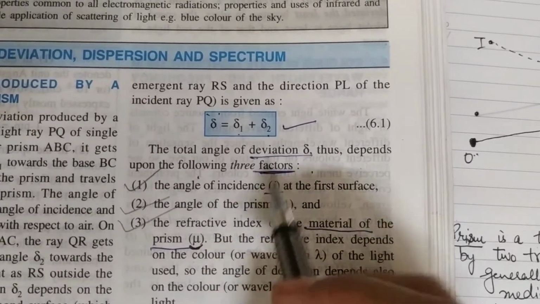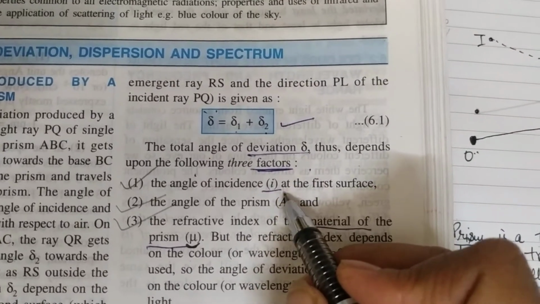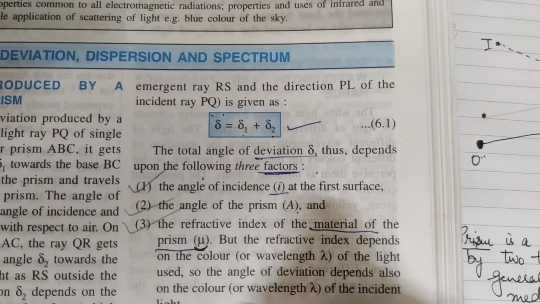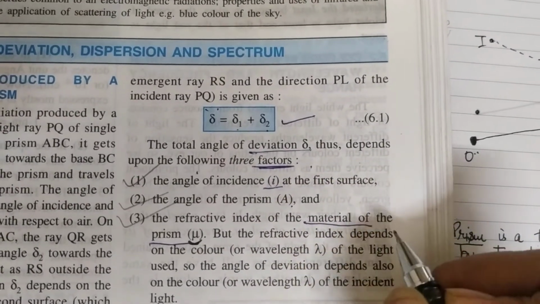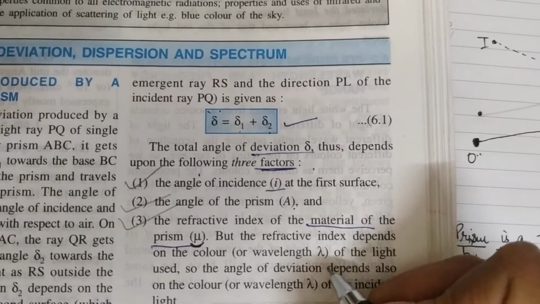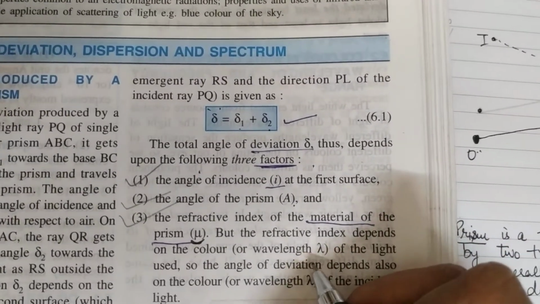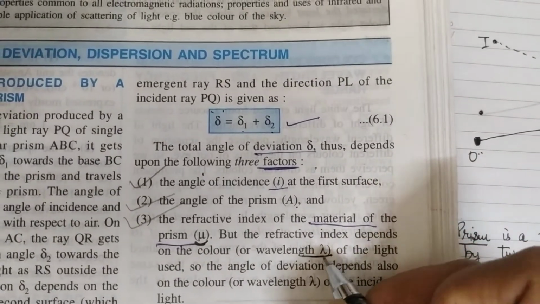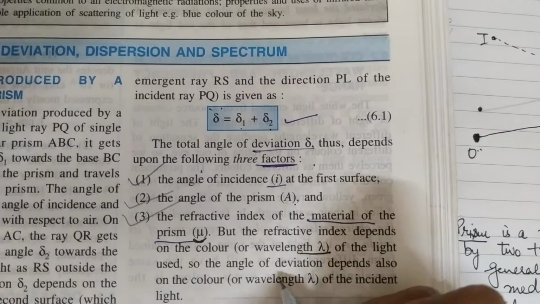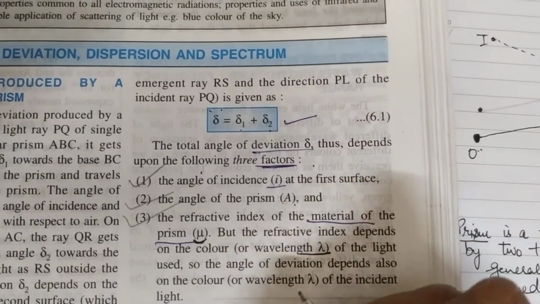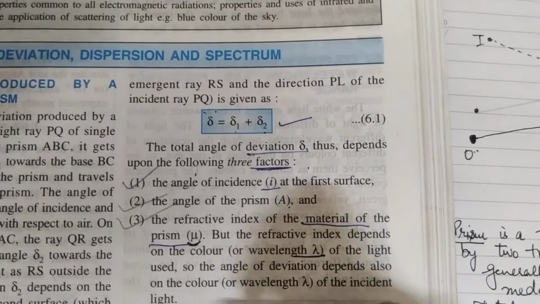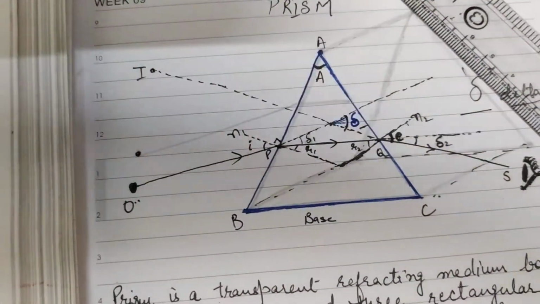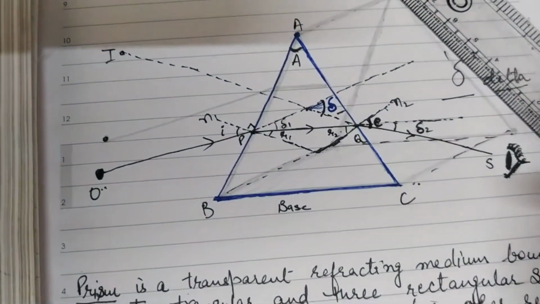So the three factors on which the angle of deviation depends are the angle of incidence, the angle of prism, and the refractive index of the material. There we will also study that the refractive index actually depends upon the color of the incident light, and the color of the incident light is a property of its wavelength. So the more the wavelength, the less will be the refractive index for that light of a particular medium. For example, blue light has a lesser wavelength than red light.